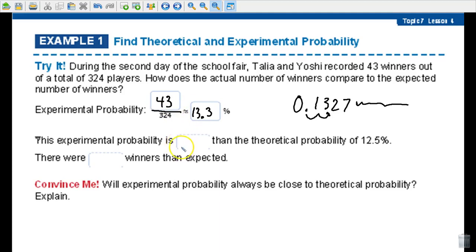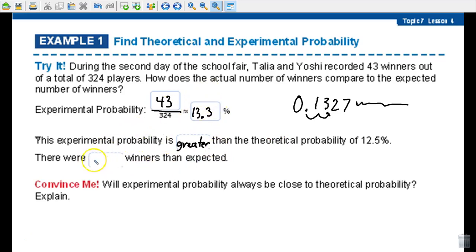So the experimental probability is greater than or less than the theoretical probability of 12.5%? Well, this is a bigger number, therefore it is greater than the theoretical probability of 12.5%. So were there more or fewer winners than expected? Well, we expected this percentage amount of winners, and we got this percentage amount of winners. Which one's bigger?